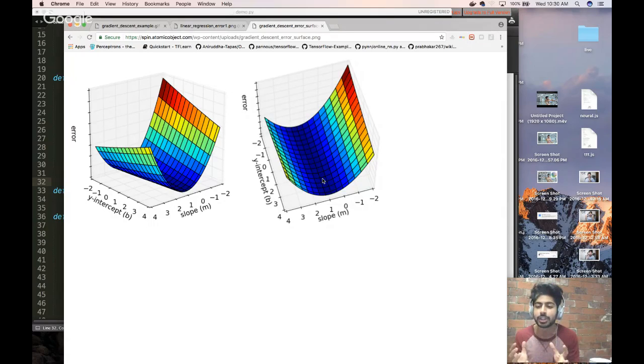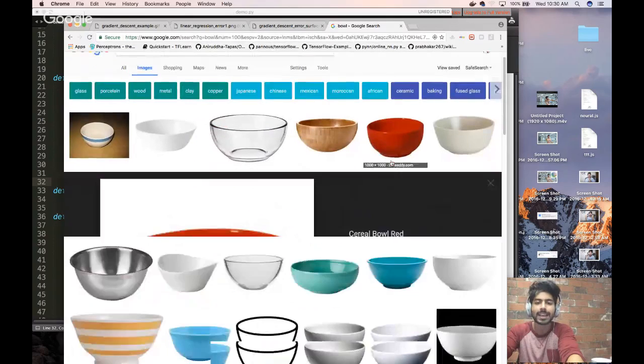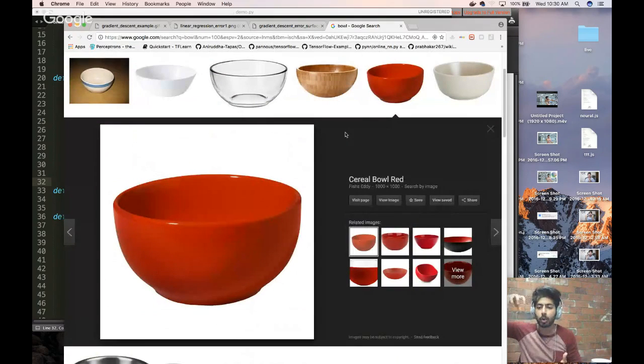A great analogy for this is a bowl. It's like we drop a ball into a bowl, and we want to find the point where the ball stops, that end point, the lowest point. That B and M value is our optimal line of best fit. The way we're going to get that is gradient descent. We're descending down the bowl using the gradient, and gradient is another word for slope. We're going to descend down that bowl through iteration until we reach that lowest point.